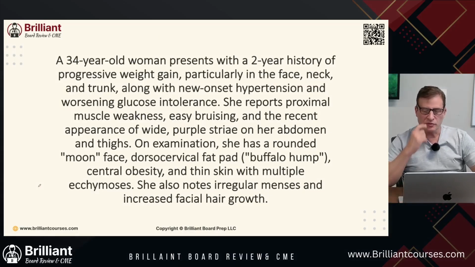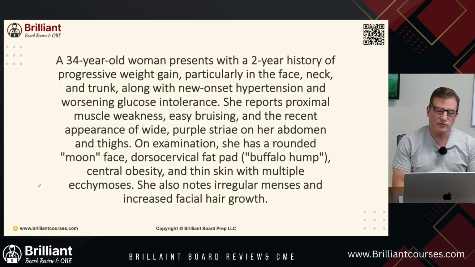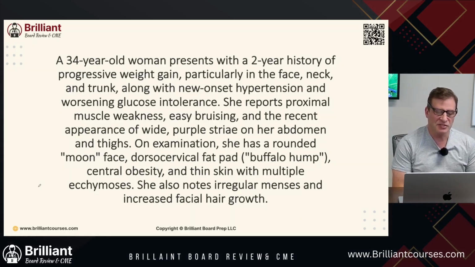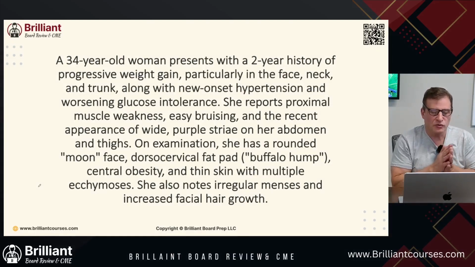All right, let's go with a clinical scenario. This is a 34-year-old female who presents with a 2-year history of progressive weight gain, particularly the face, neck, and trunk, along with hypertension and worsening glucose intolerance. She reports proximal muscle weakness, early bruising, and recent appearance of wide purple striae on her abdomen and thighs. On examination, she has a rounded moon face, dorsal cervical fat pad.